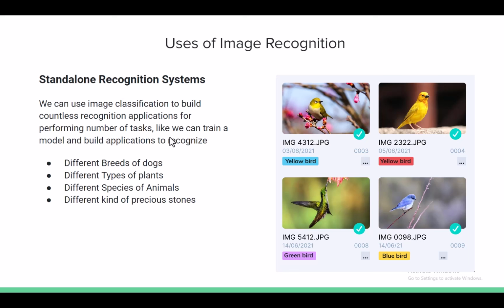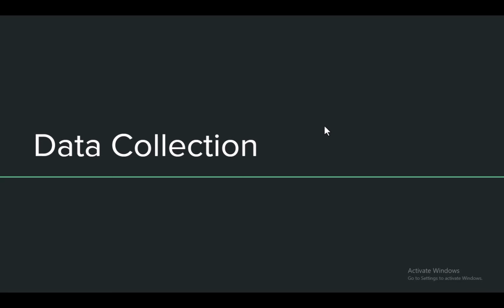Apart from the above mentioned use cases, we can use image classification to build countless recognition applications for performing a number of tasks. For example, we can train a model and build an application to recognize different breeds of dogs, different types of plants, different species of animals, different kinds of precious stones, and so on. So in short, image recognition or image classification has a number of use cases in the real world. And inside this course, you will learn to train your custom image classification models and then use them inside mobile applications.